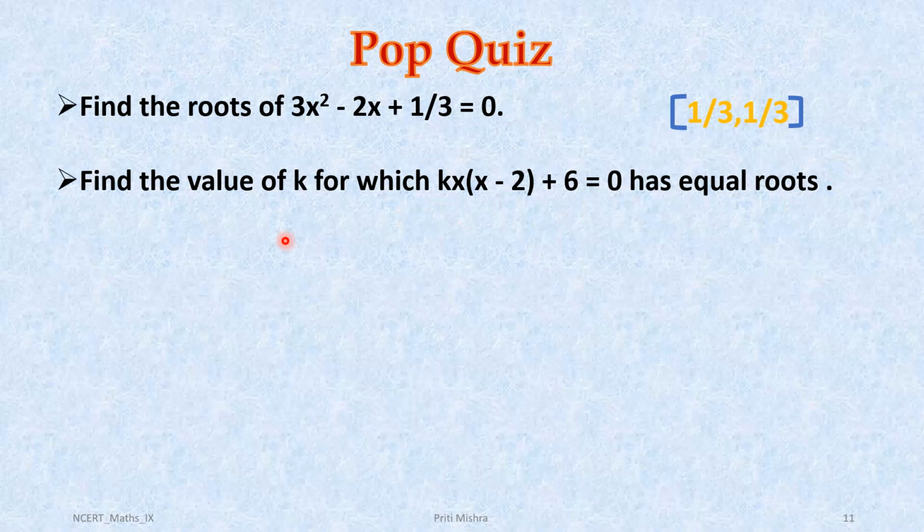What is the condition for roots to be equal? B square minus 4ac is equal to 0. I am giving you a hint. You should use this here. Just find out the values of a, b and c and then put them in b square minus 4ac equals to 0. Then you will find out the value of k. Yes, now I hope you have solved this. So the answer is 6. The value of k is 6 here.